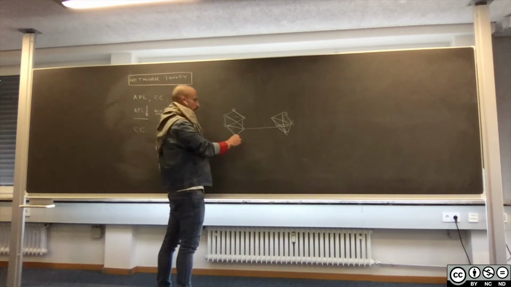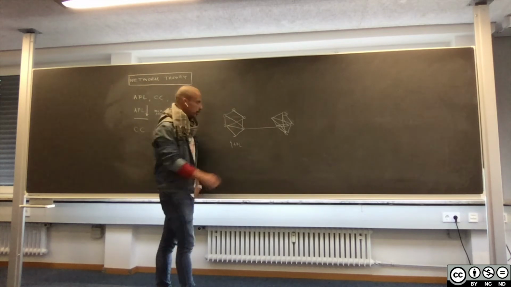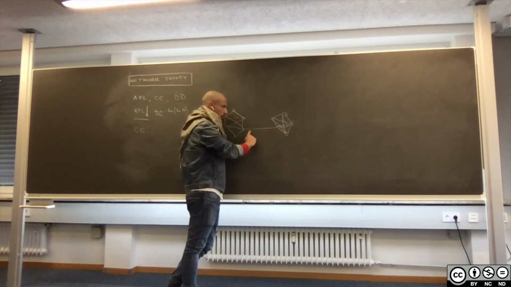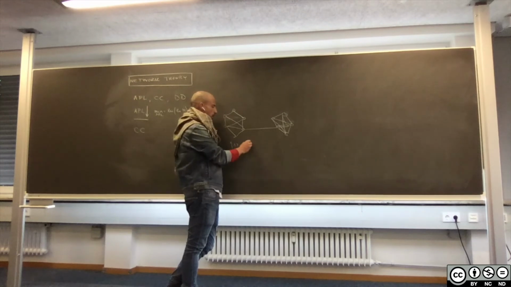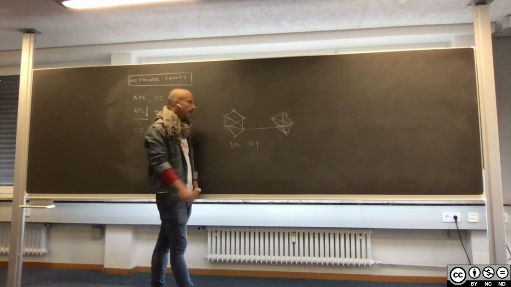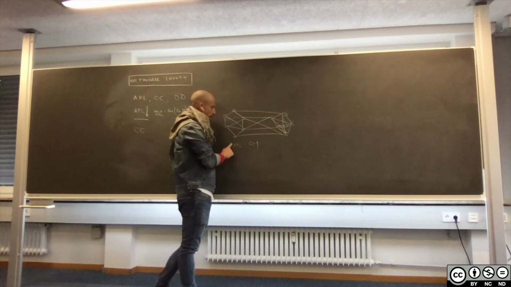Your APL is still high because all the paths from one of these clusters to the other cluster go through this. Okay, still high, but your clustering coefficient is high. Only if you have also these kind of relationships, your APL will go down.